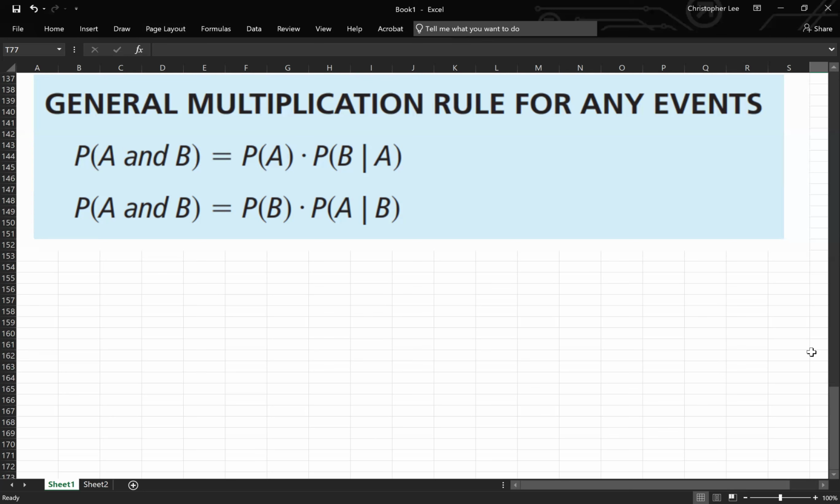P parentheses A divided by P. Okay, you see how you got this parentheses and you got this little line between A and B? What is this line? That means given. It's a conditional probability.